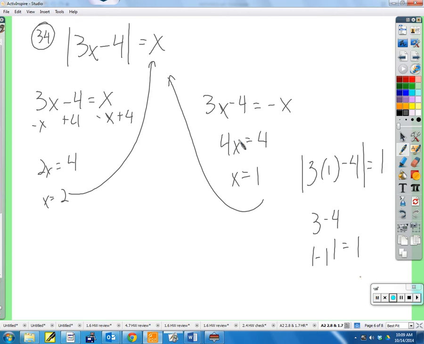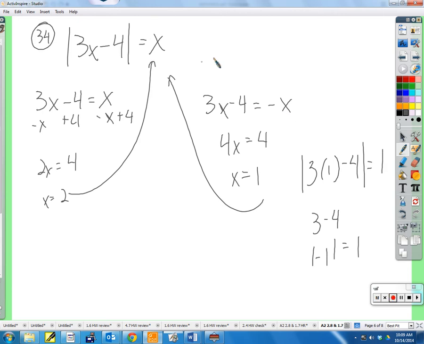That's the case where x is 1, so what's inside of it would be the opposite of 1, because that's how we set it up in the first place. Yes? If one of the numbers, say the x, came out to be like a negative 1, that would be no solution. Right.